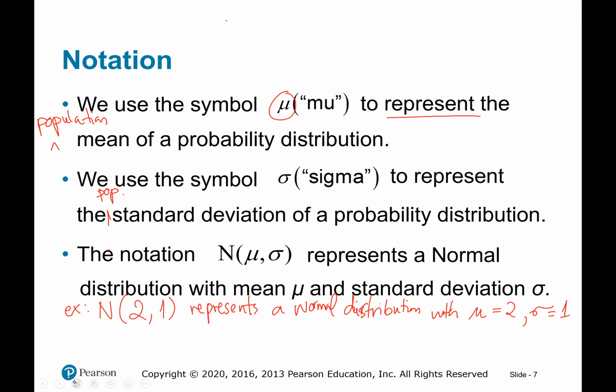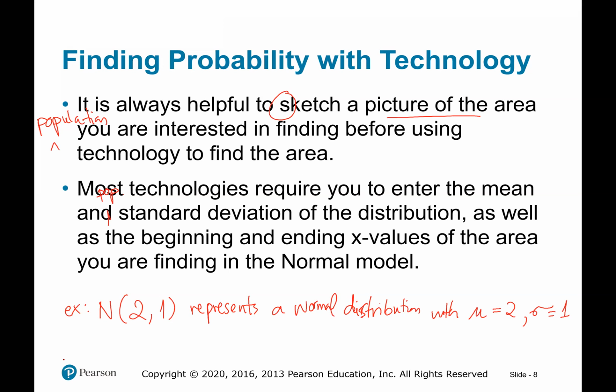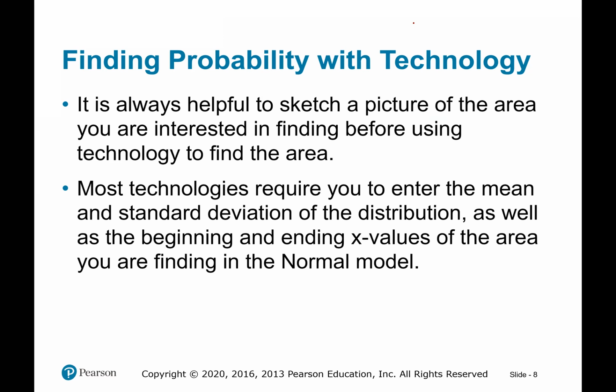Okay, so next page. Now we talk about finding probabilities with technology. It is always helpful to sketch a picture of the area you are interested in finding before using technology. Okay, so you try to sketch first and do it by hand first, or with some formula, before using technology. And then most technologies require you to enter the mean and standard deviation of the distribution, as well as the beginning and ending x value of the area you are finding under the normal model.